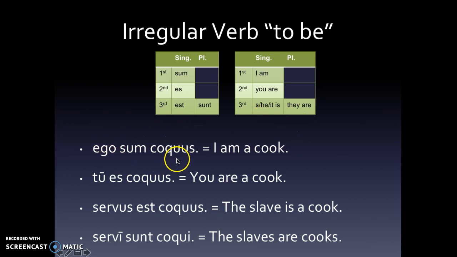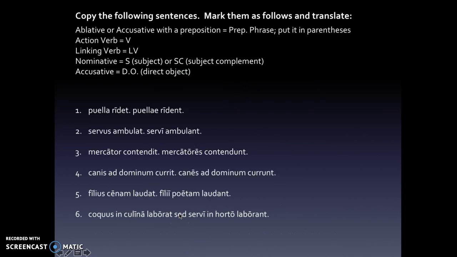All right, ego sum coquus, I am a cook. Tu es coquus, you are a cook. Servus est coquus, the slave is a cook. Now we can have servi sunt coqui, the slaves are cooks. Notice how this is plural. This is plural, this is plural. Singular, singular, singular. All right, so go ahead and copy down these 6 sentences.